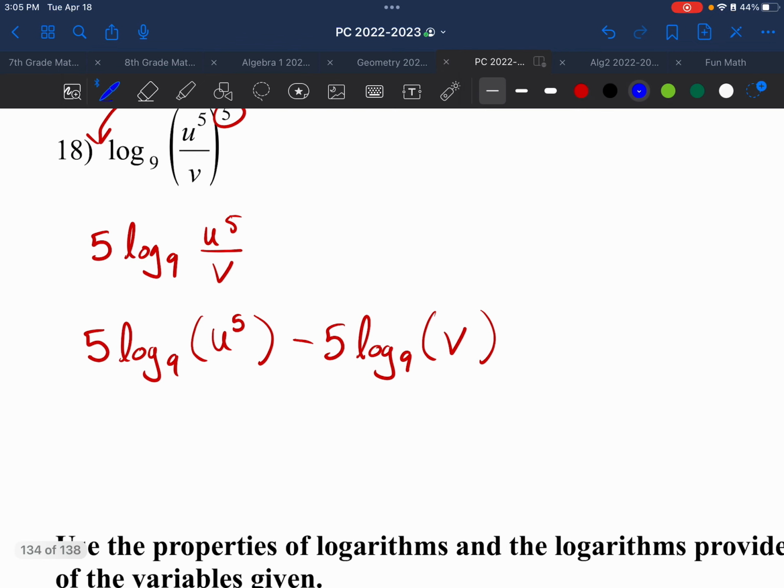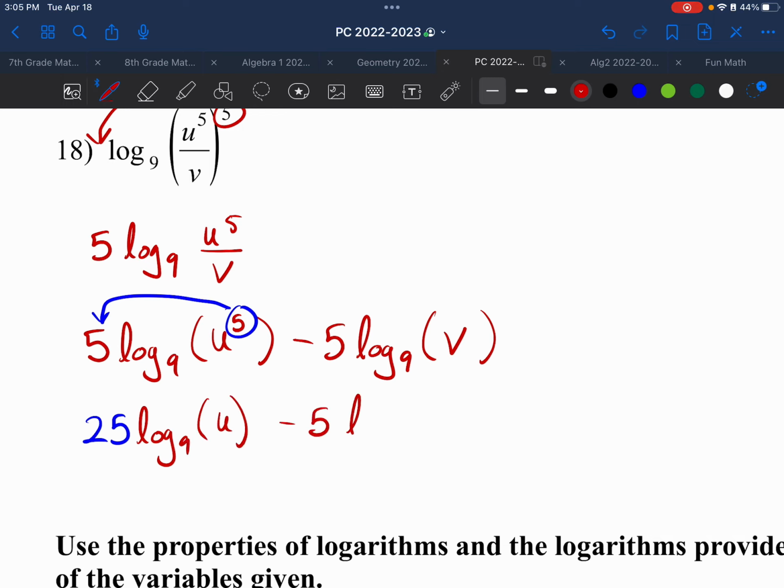And finally, this power of 5 can come down yet again, and I can say that this is really 25, and then rewrite everything else. 25 log base 9 of u minus 5 log base 9 of v.